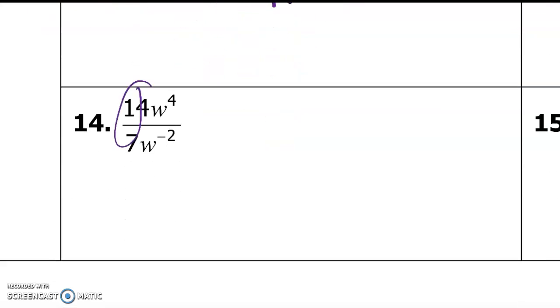Again, division. 14 divided by 7 is 2. W to the positive 6. 4 minus negative 2 is positive 6. So that one's just done because there are no negative exponents.